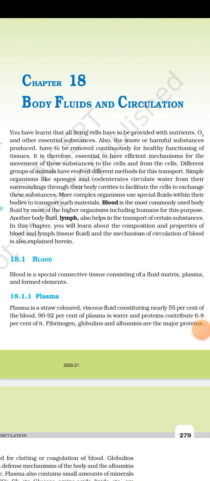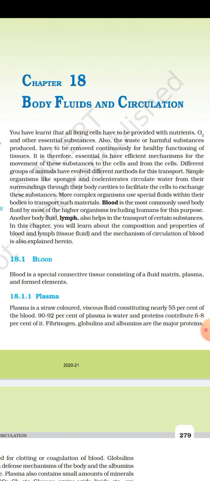Chapter 18, Body Fluids and Circulation. You have learned that all living organisms have to be provided with nutrients, O2 and other essential substances. Also, the waste or harmful substances produced have to be removed continuously for healthy functioning of tissues. It is therefore essential to have an efficient mechanism for the movement of these substances to the cells and from the cells. Different groups of animals have evolved different methods for this transport.